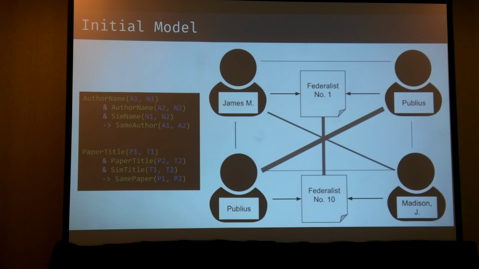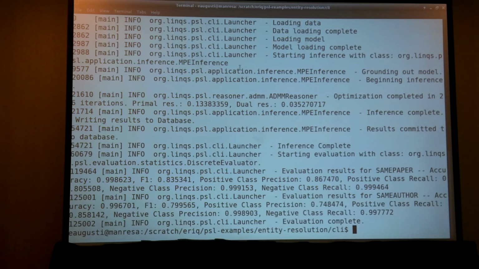If the paper titles are similar, that's evidence that the papers are the same as well. So, pretty basic. Let's go ahead and see how our model did. So it ran, and you can see, of course, a bunch of output, and one thing is you see it was doing evaluation for both the same paper and the same author.